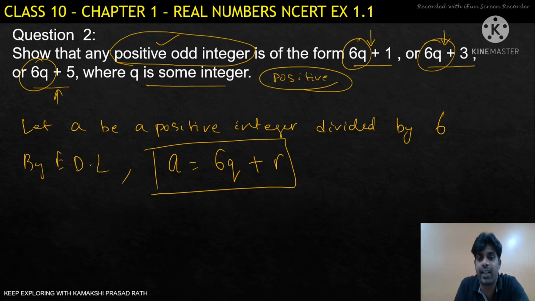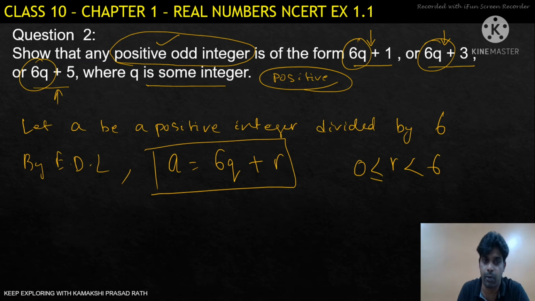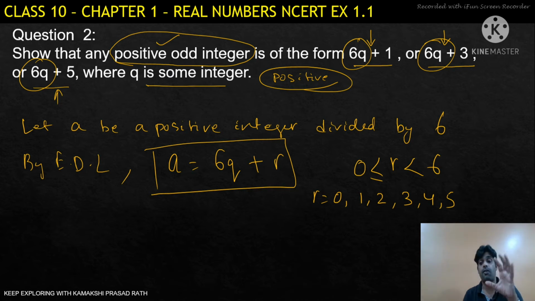Same thing: when a is divided by 6, we get a equals 6q plus r, where r is greater than or equal to 0 and less than 6. So this is the lemma. You can get the concept of Euclid's division lemma in the description box. So r has the values 0, 1, 2, 3, 4 and 5. These are the six options we have for the remainder.